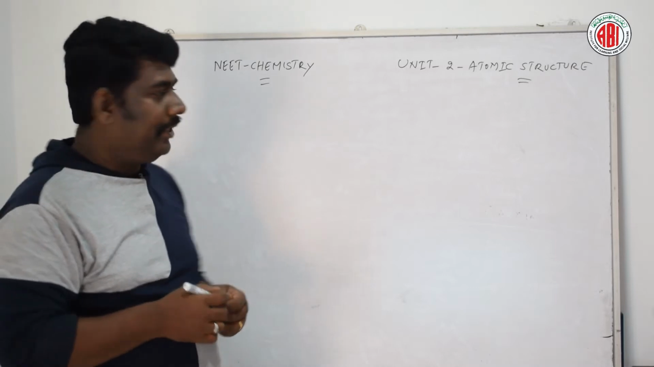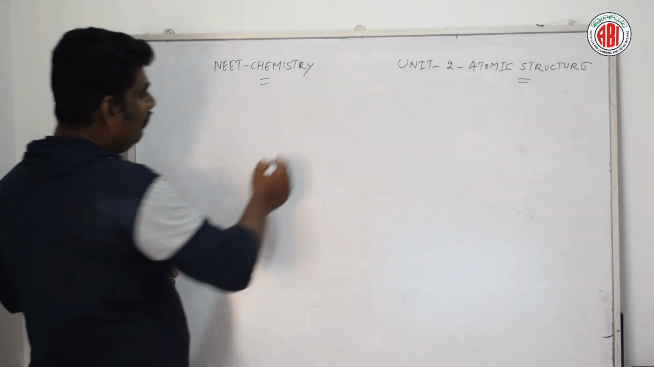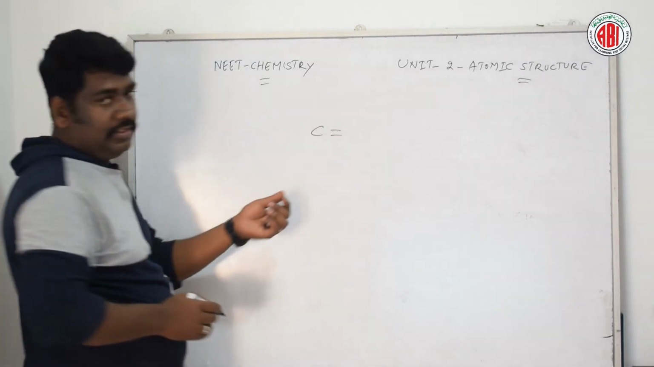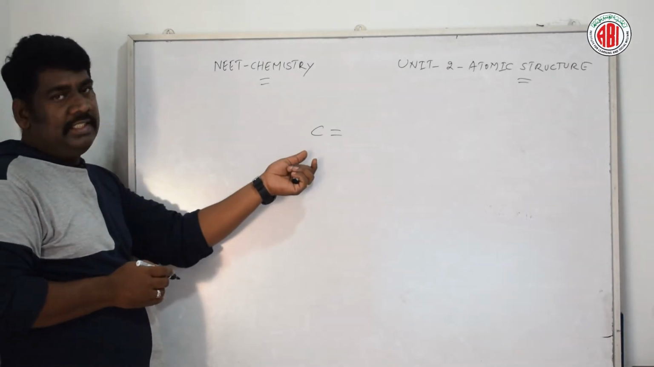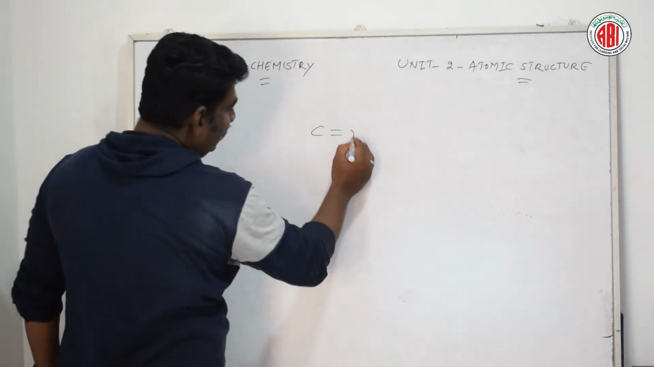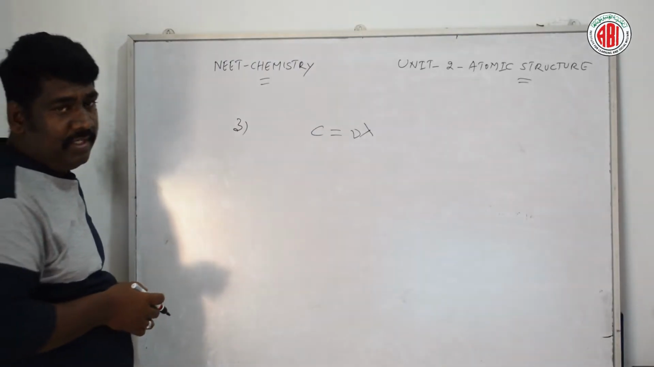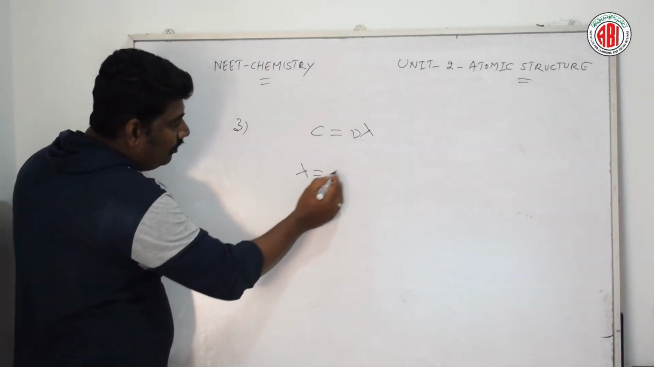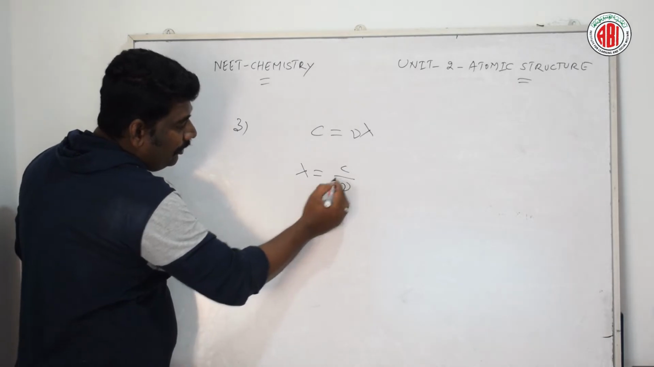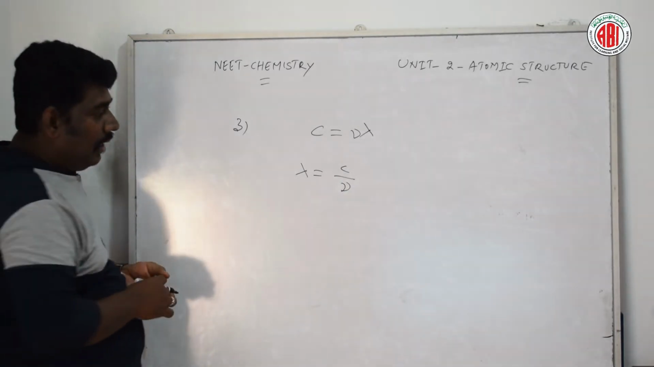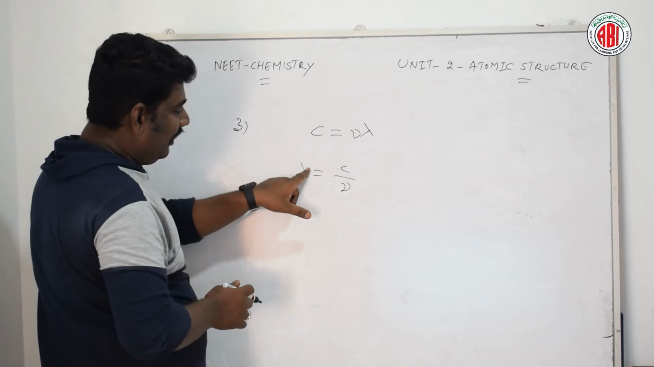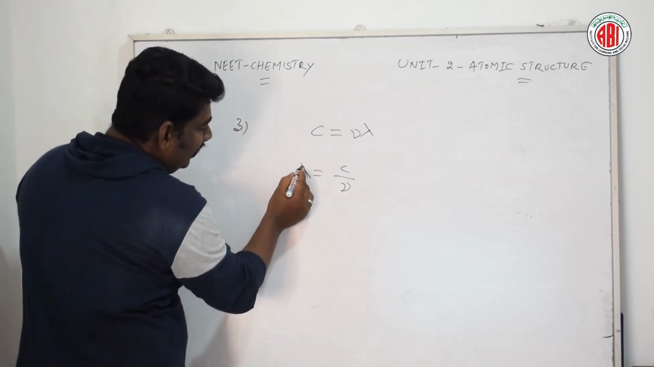According to this question, we are going to follow the formula speed of the light C is equal to frequency nu into lambda. Now let us modify this formula: lambda is equal to C by nu, that is frequency. Applying the values here, we are going to find the lambda, the wavelength.